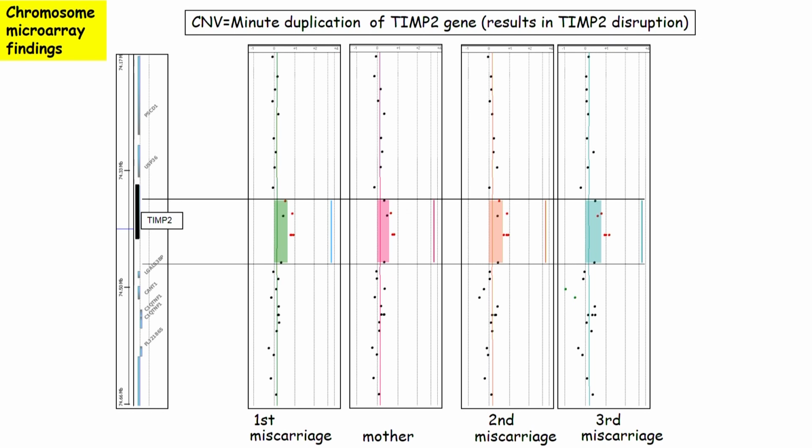So for this couple and their miscarriages, we performed chromosome microarray and identified a small duplication affecting the 5' end of a gene called TIMP2. It was maternal in origin. The red shows mom's duplication, and the 3 other panels show the same duplication found in the recurrent miscarriages.